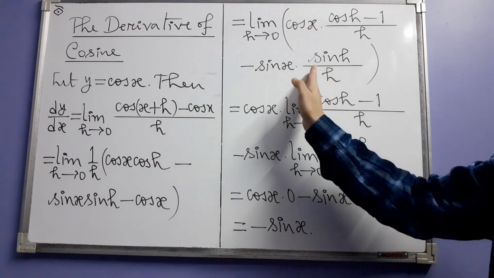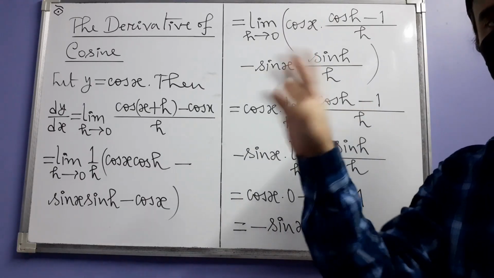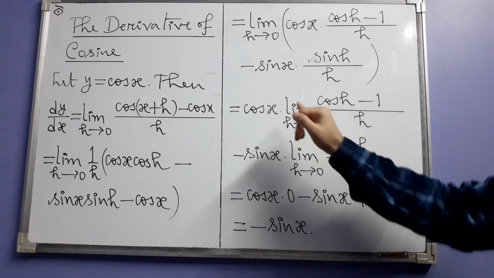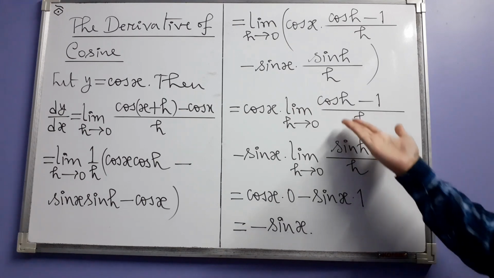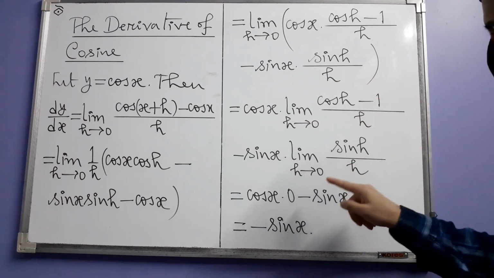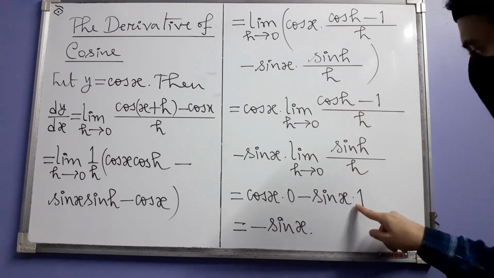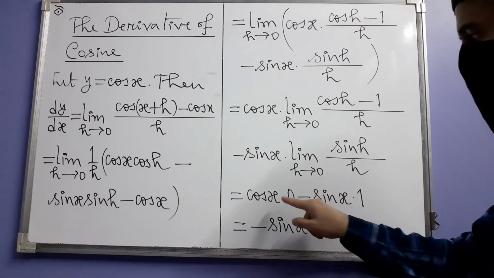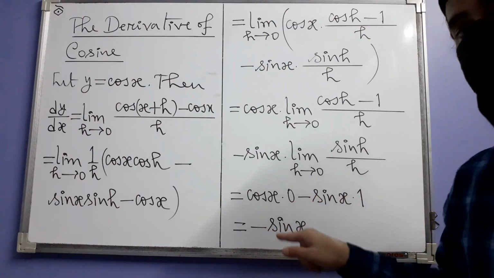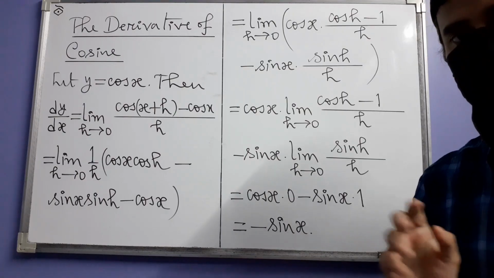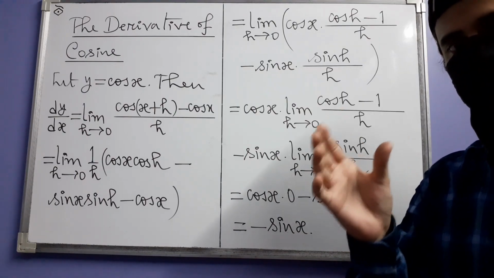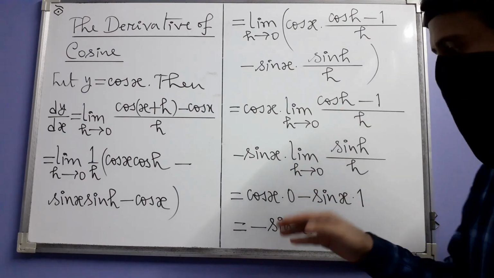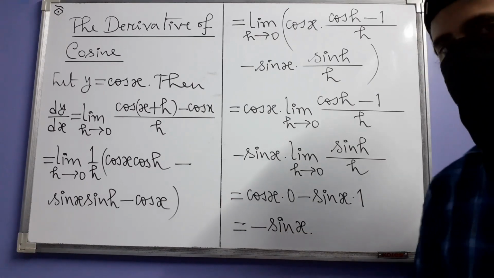These terms independent of h go outside of the limiting process and we get this. So again this limit is 0 and this limit is 1. So that way we get this time minus sin x. Okay, it's no longer sin x. The derivative of sin x is cos x, but the derivative of cos x is minus sin x.